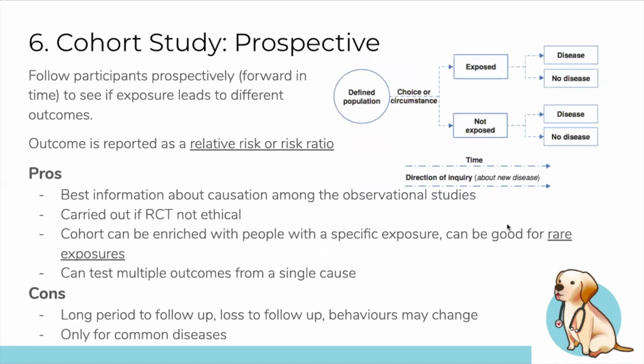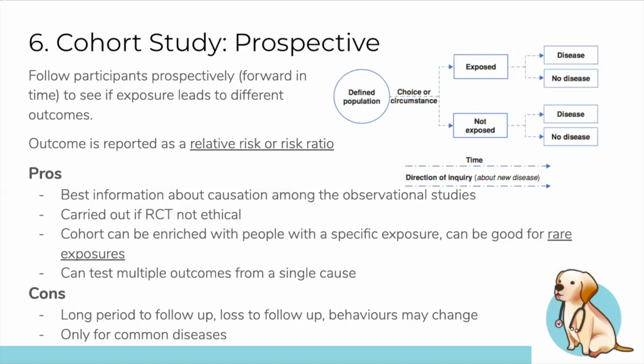Okay, cohort study. This is very similar to your randomized control trial, which we'll talk about in a bit, but you don't assign the exposures. You follow your participants forward in time and you check to see if the exposure that they're already exposed to will lead to different outcomes. The end result is reported as a relative risk or risk ratio. This is probably one of the best ones for causation among the observational studies. It's observational because you're not actually interfering with anything.